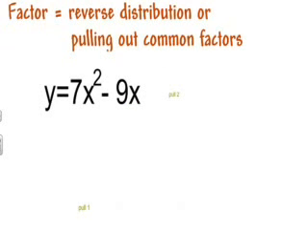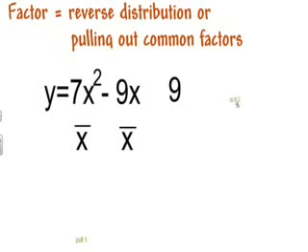So when we factor then, we are reversing the distribution. If you look carefully at these two terms, you can see that both of them have a factor of x. So we could just as easily divide out a factor of x from this term, and divide out a factor of x in this term, and we would get 7x to the first power minus 9.